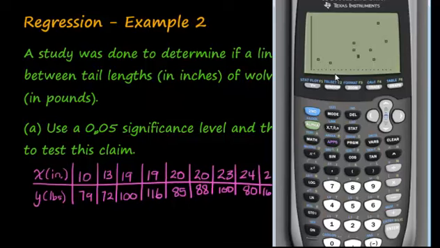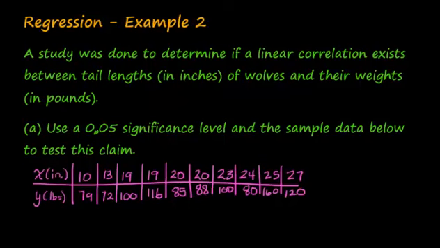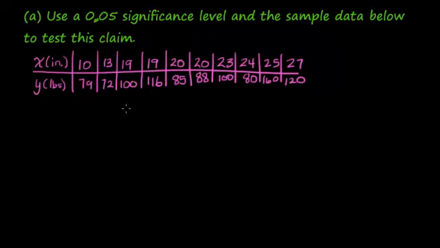Okay, so there appears to be a bit of an increasing Y value as X's are increasing, so it's worthy of us to continue with this test. Okay, so we have an alpha of 0.05, our sample size is 1, 2, 3, 4, 5, 6, 7, 8, 9, 10. We have 10 sets of ordered pairs.